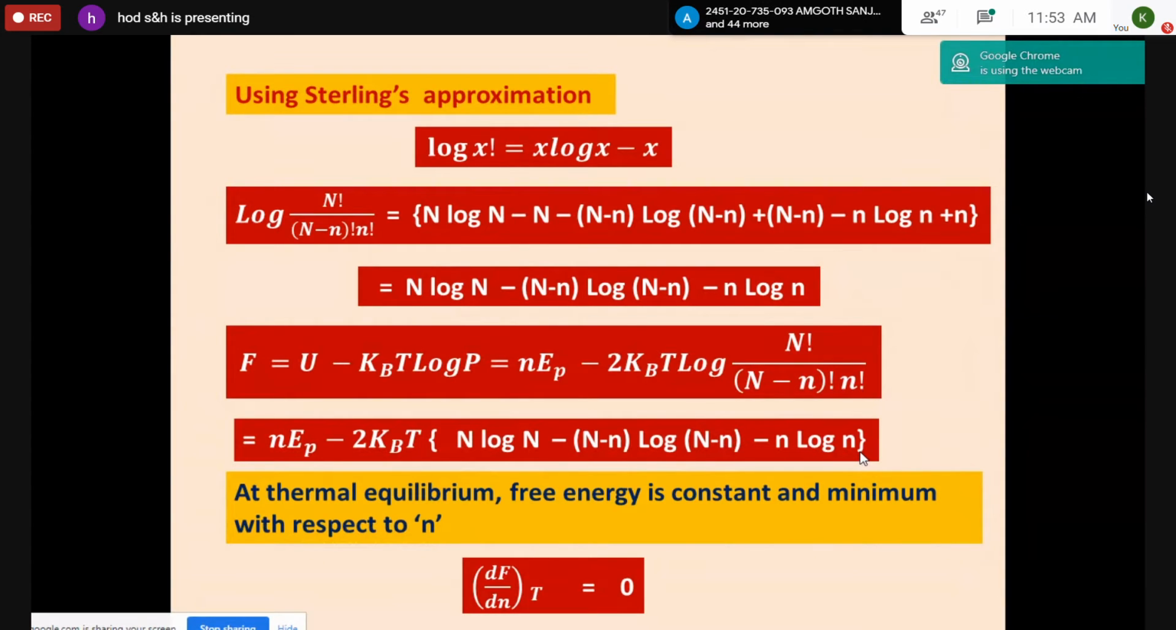And at equilibrium, the free energy is constant and a minimum with respect to n. So dF by dn, the differentiation of Gibbs free energy with respect to small n at constant temperature T, is equal to 0. Now you take the differentiation of this one. The first term is nEp, the differentiation of this is Ep. Then it is minus 2 kBT, which is common. The differentiation of capital N log N is equal to 0 only.